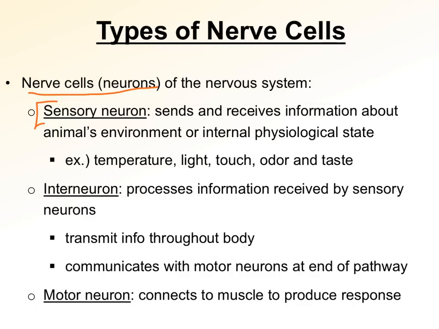We're also going to have interneurons. These are the ones that will receive the information from the sensory neuron and then continue to process it and then communicate it where it needs to go next. And finally, we will talk about motor neurons, and these are ones that synapse with your muscles to produce a response.